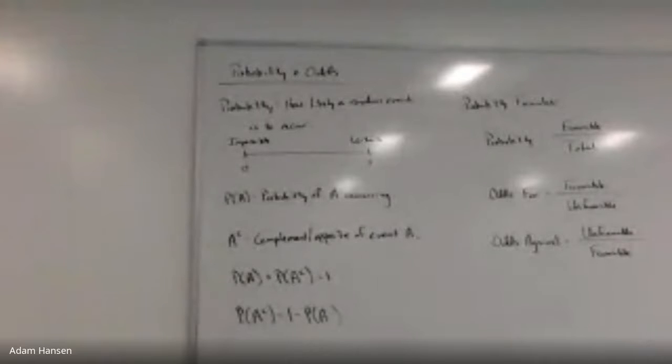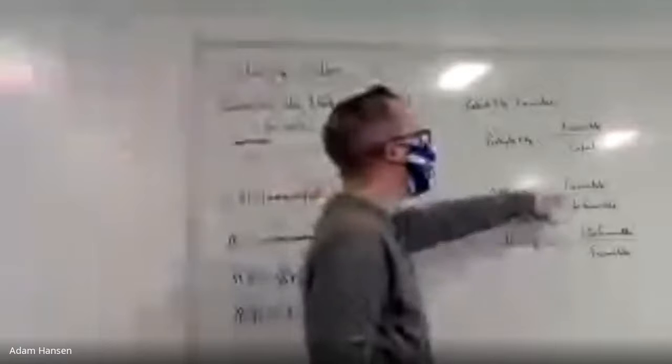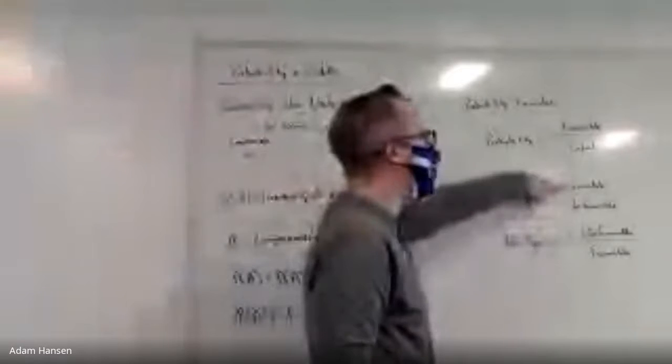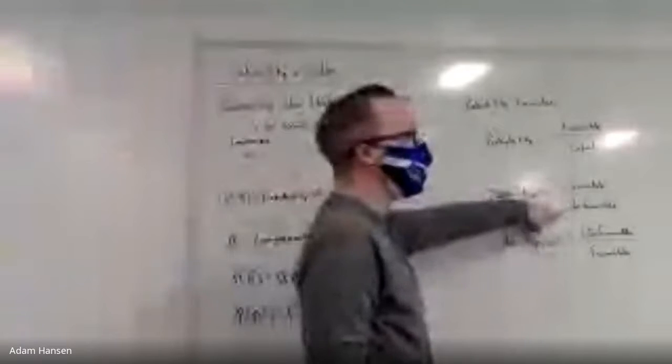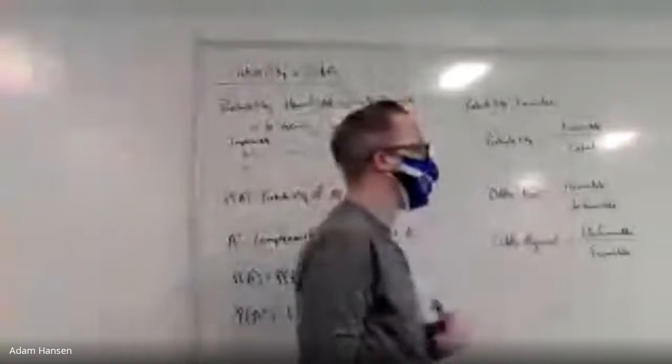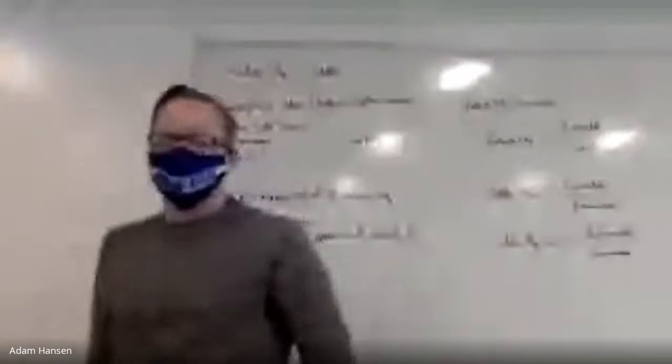So here's a little bit more information on odds. The odds for an event describes all the favorable outcomes compared to the unfavorable outcomes. Favorable to unfavorable. What you want to happen divided by what you don't want to happen. What's left over? Odds against is just the reciprocal or opposite. The odds against an event happening is the unfavorable outcomes, which you don't want to have happen, divided by the favorable outcomes, which you do want to have happen.